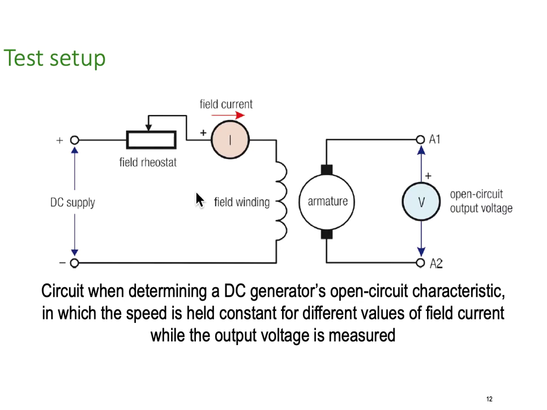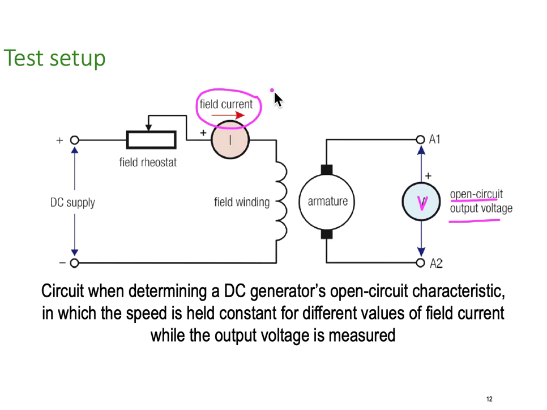So if we want to test and set up, this is how we would go about it. So the circuit for determining the generator's DC open circuit characteristics, in which the speed is held constant for the values of current, output voltage are measured. So we're not going to have much current, are we? Only current into the field. So effectively, we're going to have various amounts of field current. We're just going to have open circuit voltage, simply measuring it with a voltmeter.